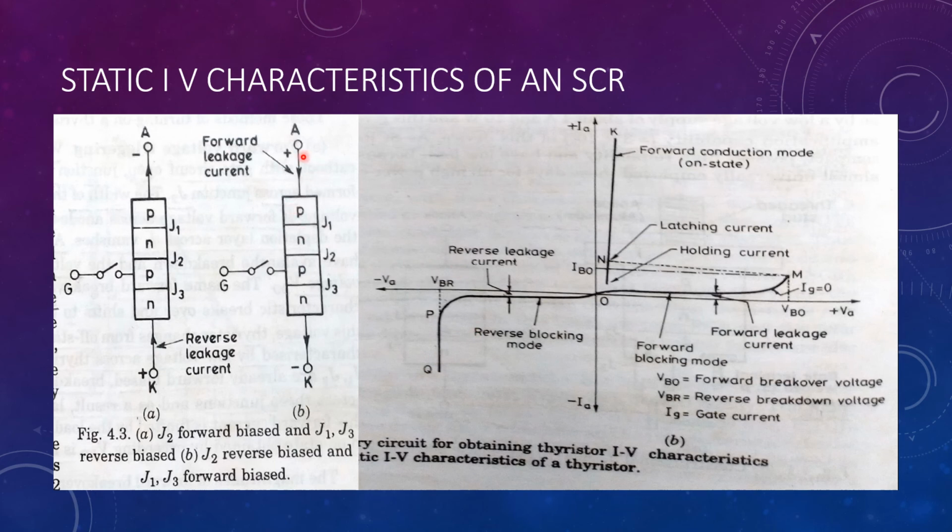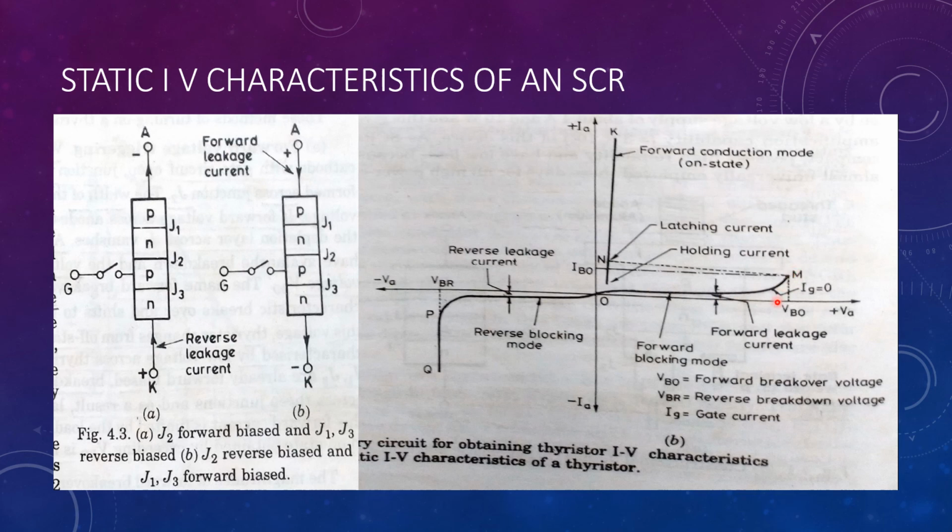When the SCR is forward biased, that is, anode is positive with respect to cathode with the gate circuit open, junctions J1 and J3 are forward biased and junction J2 is reverse biased. Since junction J2 is reverse biased, as you increase the voltage across the SCR, the current is very low. This is forward leakage current. And the SCR acts like an open switch in the region OM.